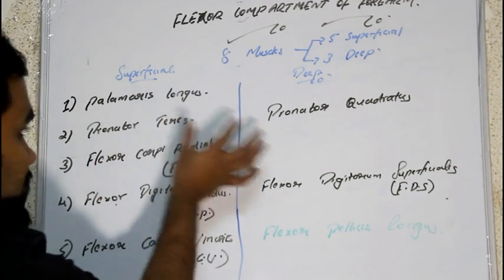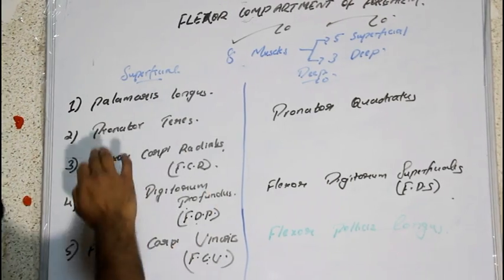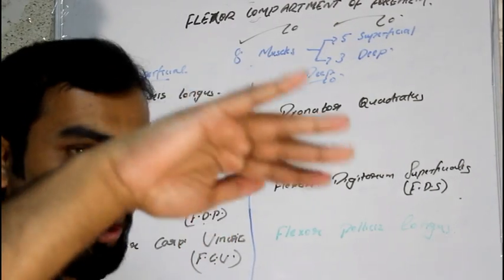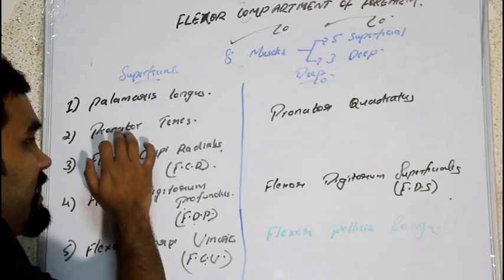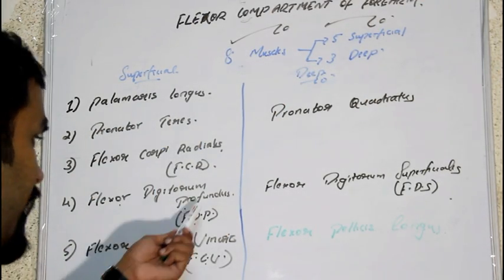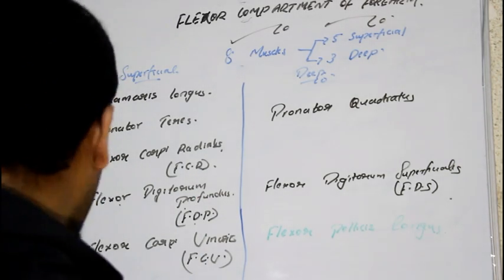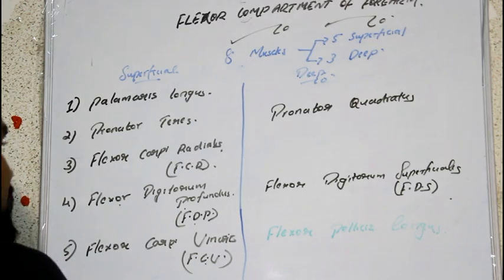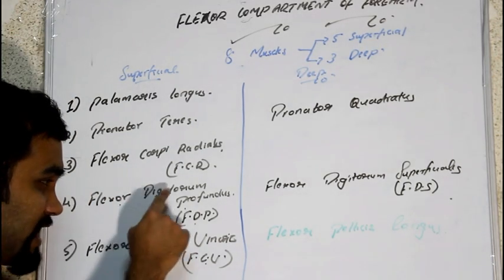From the word flexor, palmaris means our palm, and flexor is for flexing. Pronator, what is pronation? I told you this is supination and this is pronation. The muscle helping in pronation. Digitorum means digits, profundus means deep. Clear?